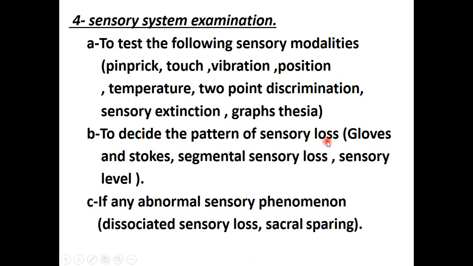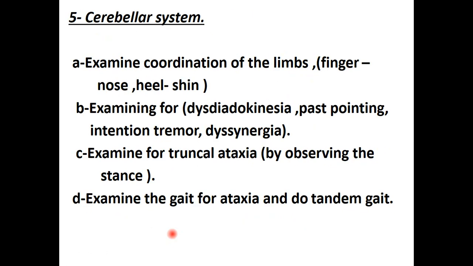For example, in diabetic patients we will see glove and stocking disappearance of sensation, meaning numbness or paresthesia usually in a stocking and glove pattern. You may have a segmental sensory loss, or if the patient has a spinal cord lesion we may also see a sensory level. First we examine sensation and see if there is a glove and stocking pattern or a sensory level. Then, if there is any abnormal sensory phenomena such as dissociated sensory loss or sacral sparing, especially in certain diseases.